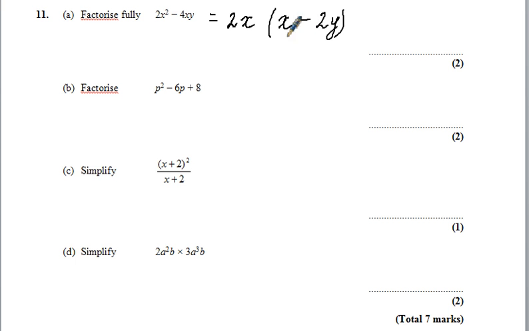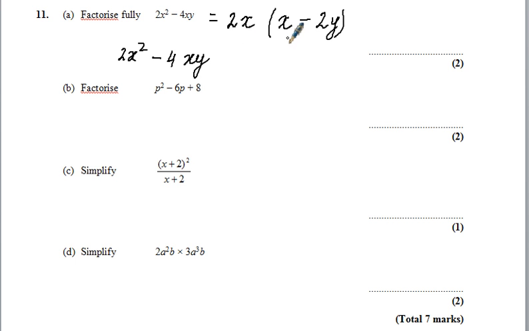And before you even think to write your answer in this answer line, multiply out brackets and see whether you're getting what you had. 2x times x is 2x squared. 2x times minus 2y is positive times negative, gives you a negative answer. 2 times 2 is 4, and x times y is xy. That is exactly what you had.